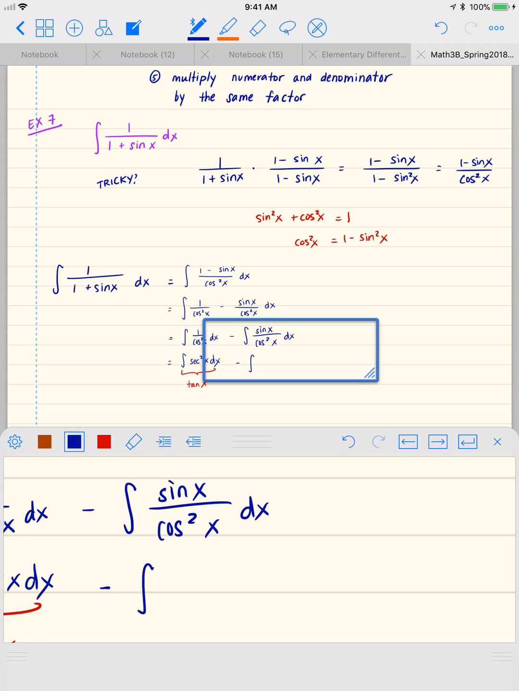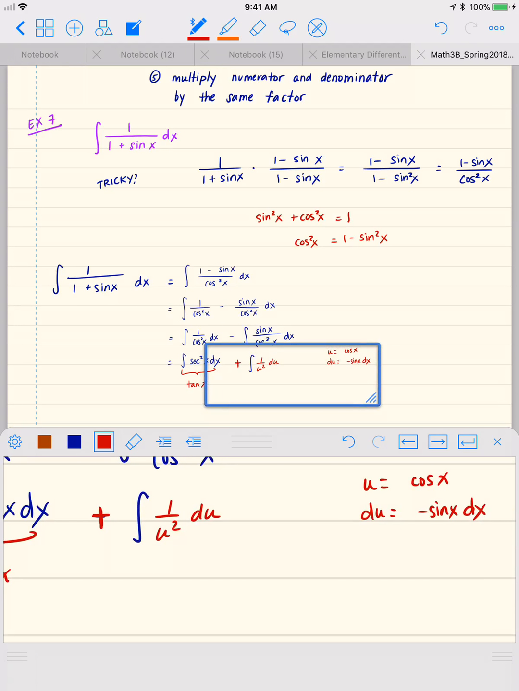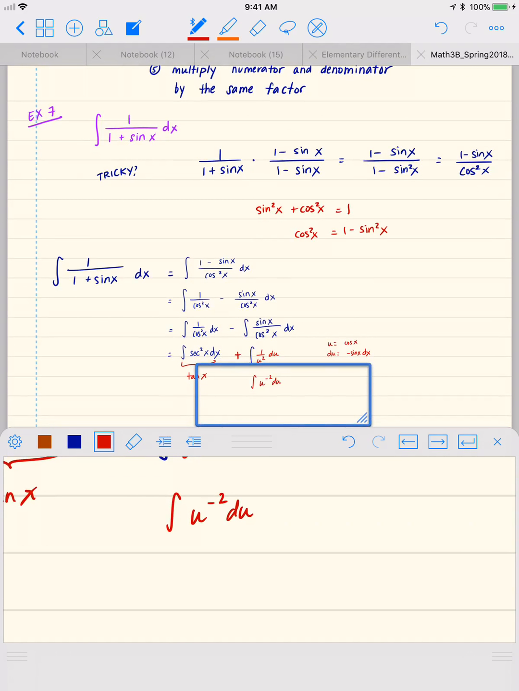This is a perfect opportunity to do a U-substitution. So if we let u equal cosine x, then du is equal to negative sine x dx. So that means we can rewrite this as plus 1 over u squared du. And the integral of 1 over u squared du is the same thing as the integral of u to the negative 2 du. Remember, we add 1, which gets us u to the negative 1, and divide by negative 1, plus a constant.